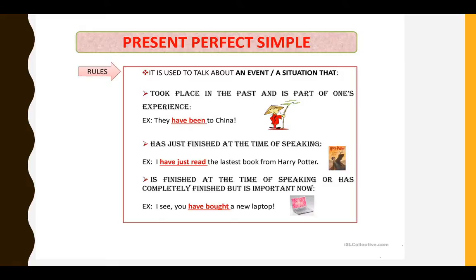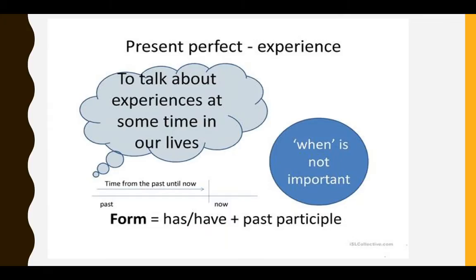Also, the present perfect is used to express something that finished just at the time that we are speaking, for example 3 minutes ago, 2 minutes ago, right? Something that recently happened. As an example, I have just read the latest book from Harry Potter. That means that I did that activity recently in the past. And you also use present perfect to talk about something that has already finished but is important nowadays.